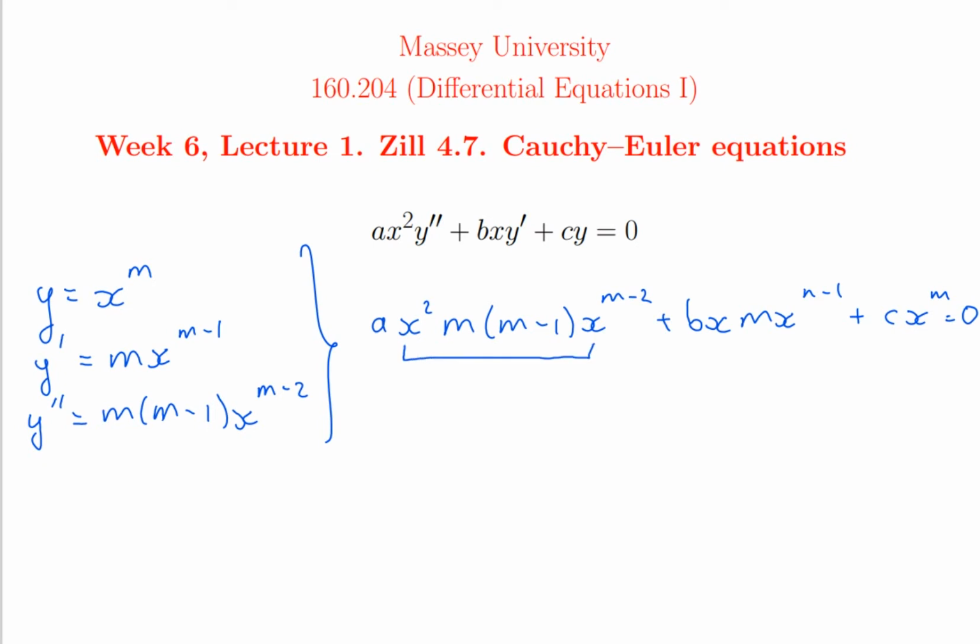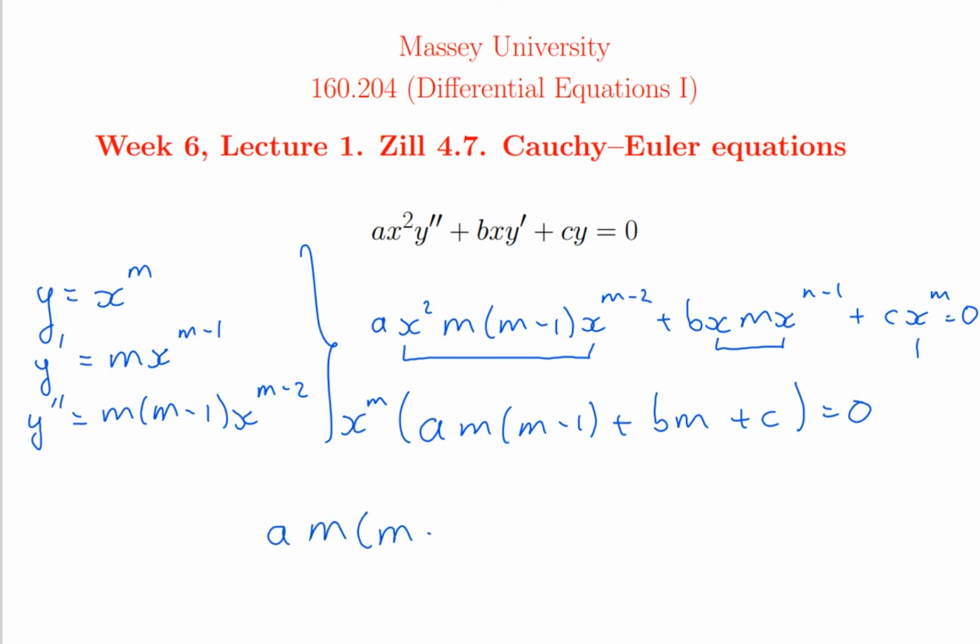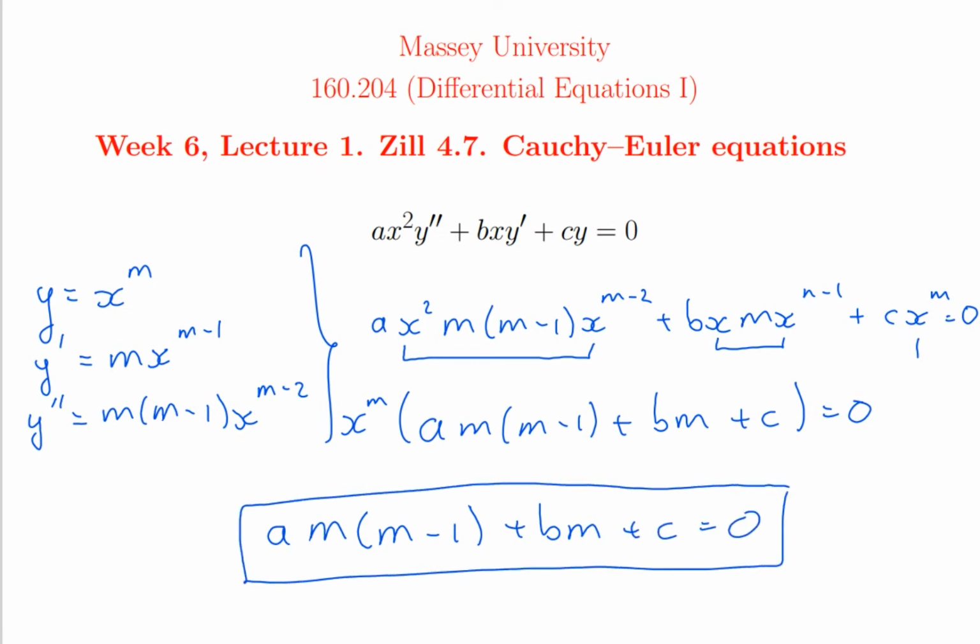And you notice that this term and this term will multiply together to give x to the m. This term and this term give x to the m. This term is x to the m. So I have a common factor of x to the m. a m times m minus 1 plus b m plus c equals 0. So the only way this can be 0 for all x is if m satisfies this equation, which is a quadratic equation for m, but it's a different quadratic equation than we got when we were doing the constant coefficient equations. There is a little problem here at x equals 0.